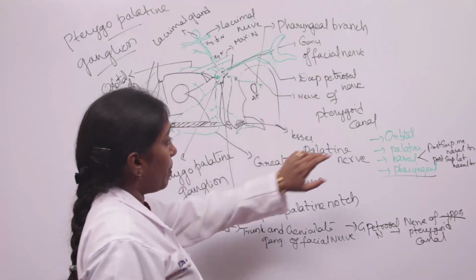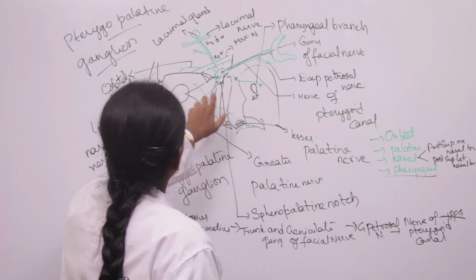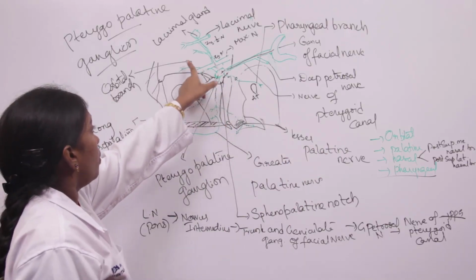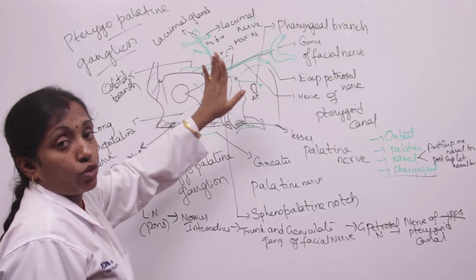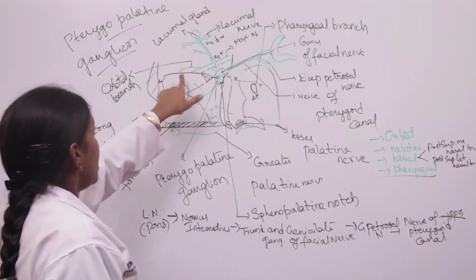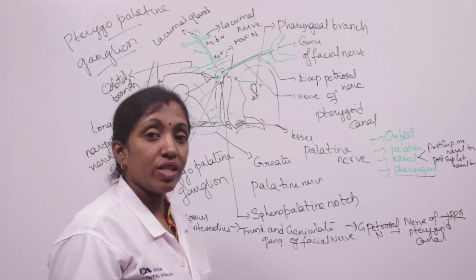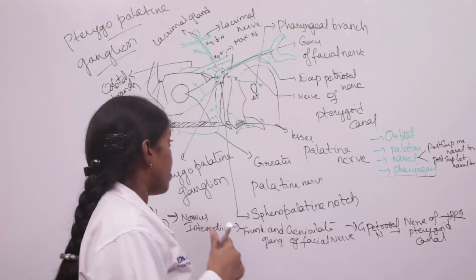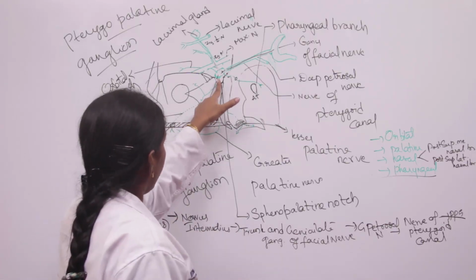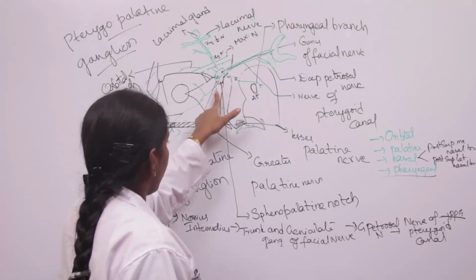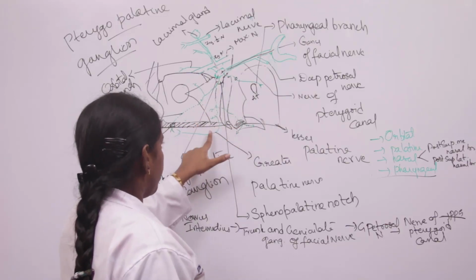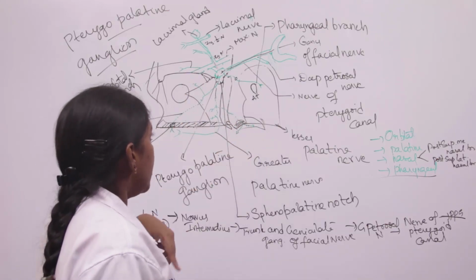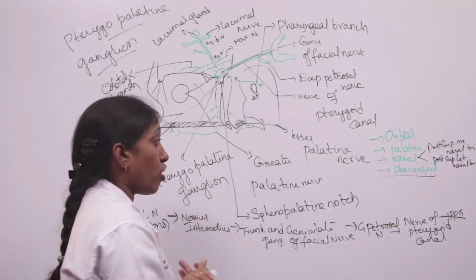To summarize, the orbital branches pass through the infraorbital region, along with the infraorbital nerve, and they supply the orbital periosteum as well as the mucous membrane of the sphenoid and ethmoidal air sinuses. Palatine branches are the greater palatine nerve and the lesser palatine nerve. The greater palatine nerve supplies the mucous membrane of the hard palate, and the lesser palatine nerve supplies the mucous membrane of the soft palate.